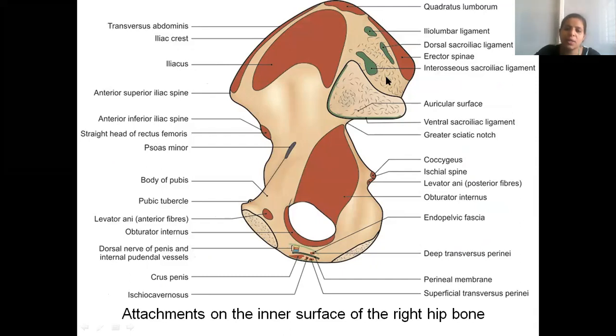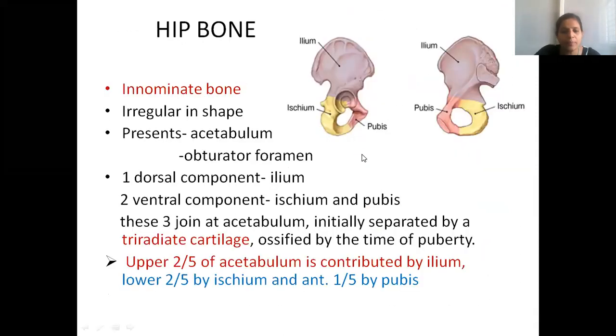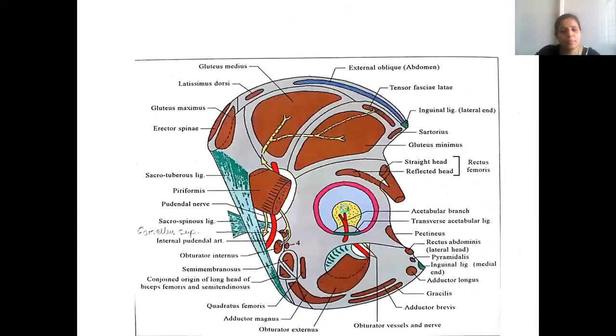Iliolumbar, dorsal sacroiliac, and interosseous sacroiliac are all attached to the iliac tuberosity. This is the auricular surface, which looks like an ear. Correspondingly, we have an auricular surface on the sacrum bone also. So this is one which you should remember.